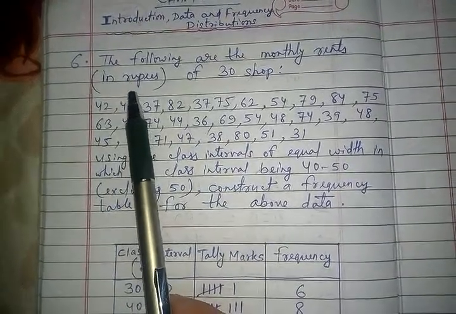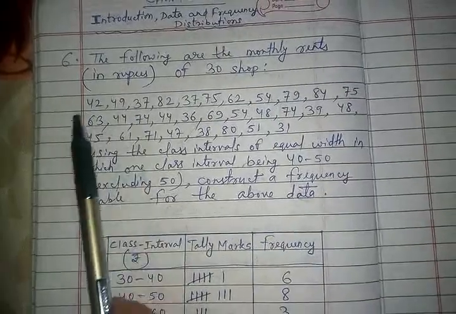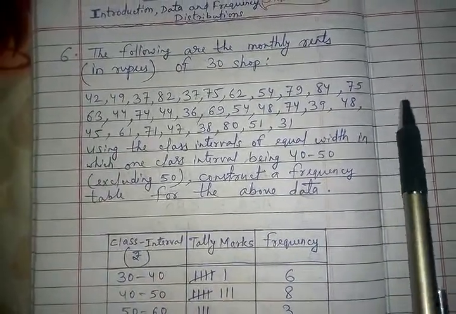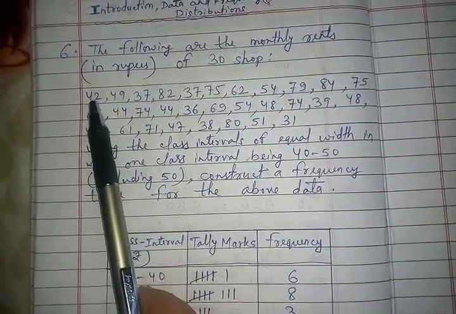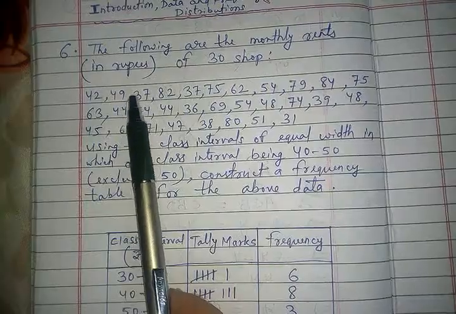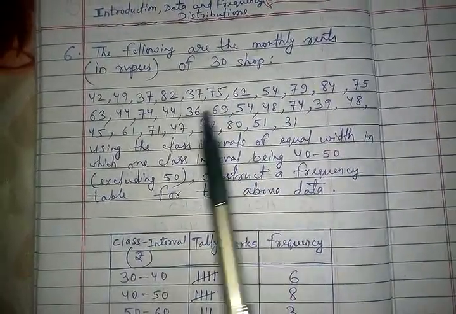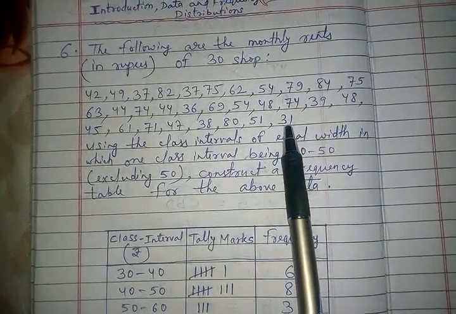So rent, that means it's money. Money means in rupees. Okay. Of 30 shops. 30 shops, they give some monthly rent. So the data has been given here. So let us start. There is a shop which pays 42 rupees monthly rent, 49 rupees, 37 rupees, 82 rupees, 37, 75. It goes on and it goes on and here 31.